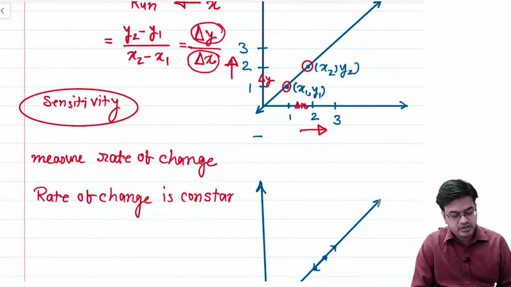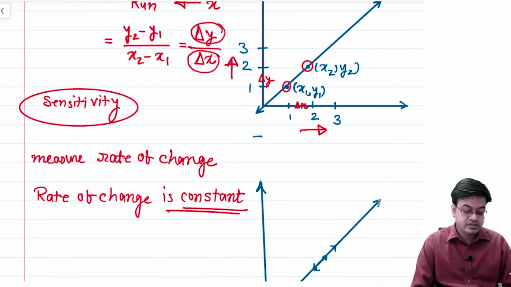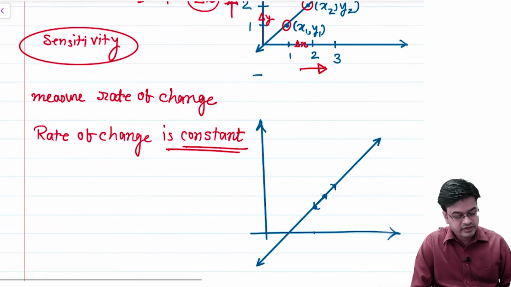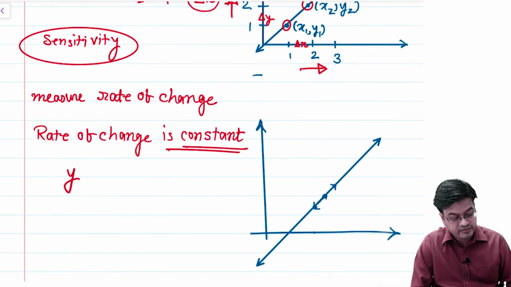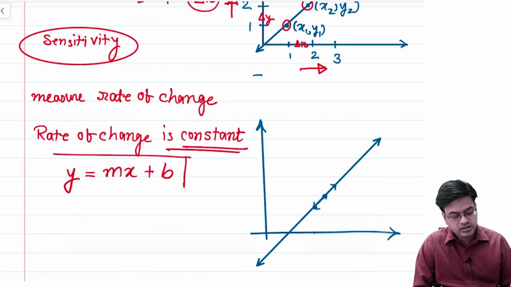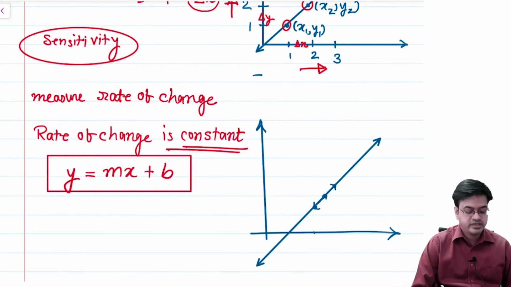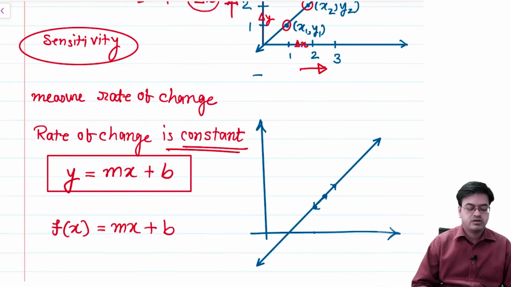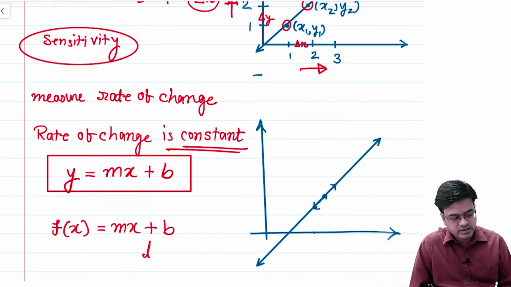And this fact, that the rate of change is constant on a straight line, is what we used for deriving the equation of a line. We derived the equation of a line for a non-vertical line, where the slope is properly defined, as y equals mx plus c. So this is the equation of a non-vertical line. You can also rewrite this expression in the form of functions, which we have also studied. So f(x) is equal to mx plus b. This in particular is called a linear function.